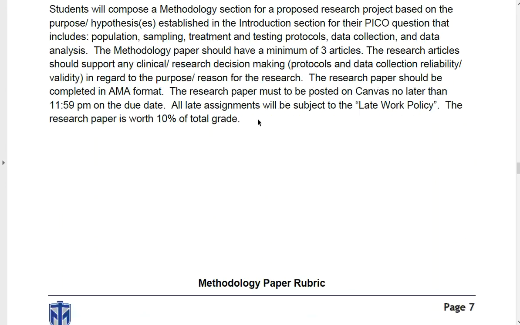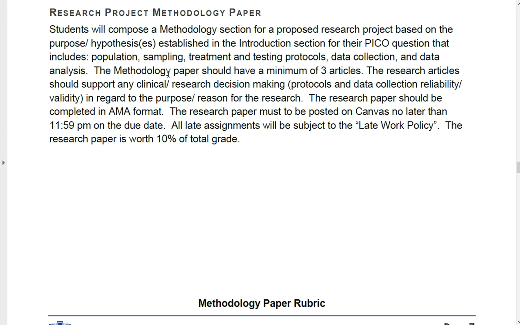The methodology paper. When we get to the methodology, I want to know things about your population and how you're going to do your sampling to get your population. What is your treatment or testing protocols? Are you using a survey? Are you doing observations? Are you actually going to try and get through something that's hands-on?